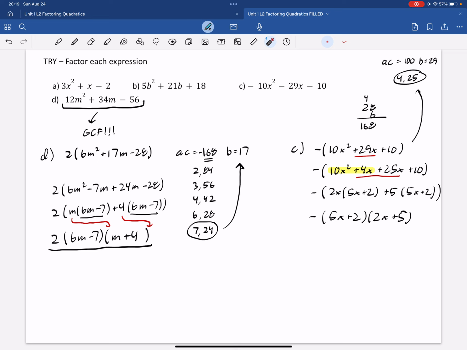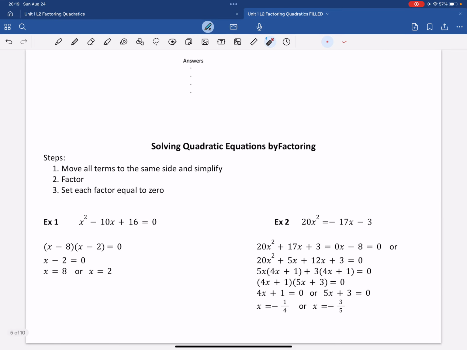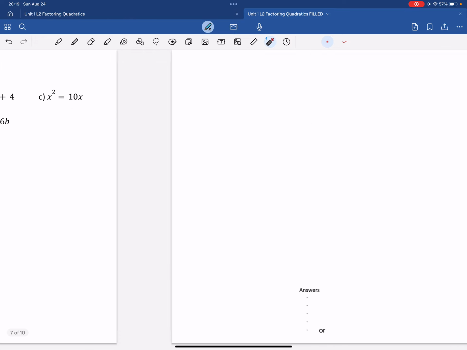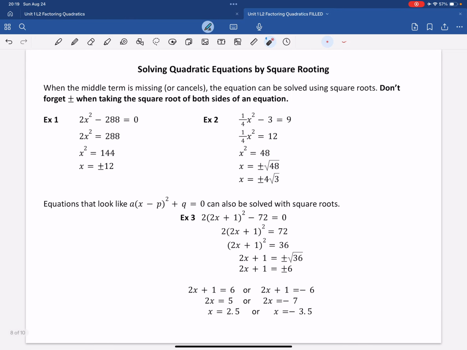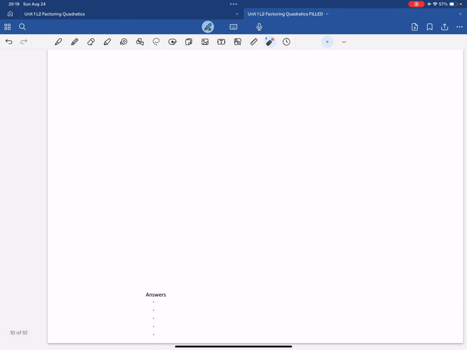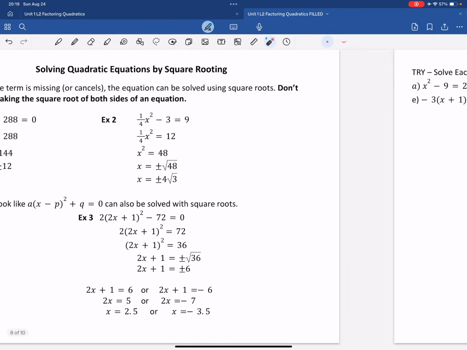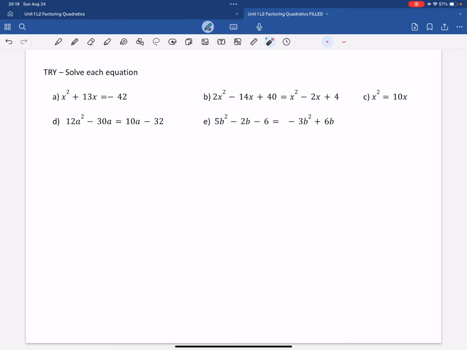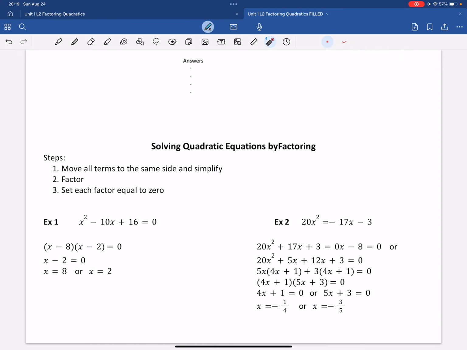All right, so that AC method's really good. I think I'll stop here and do another video just to make sure that this is working. So I'll see you on the next video. We will talk about solving by factoring. Pretty easy once we know how to factor. And then square rooting real quick. Okay, so see you on the next video where we do this.